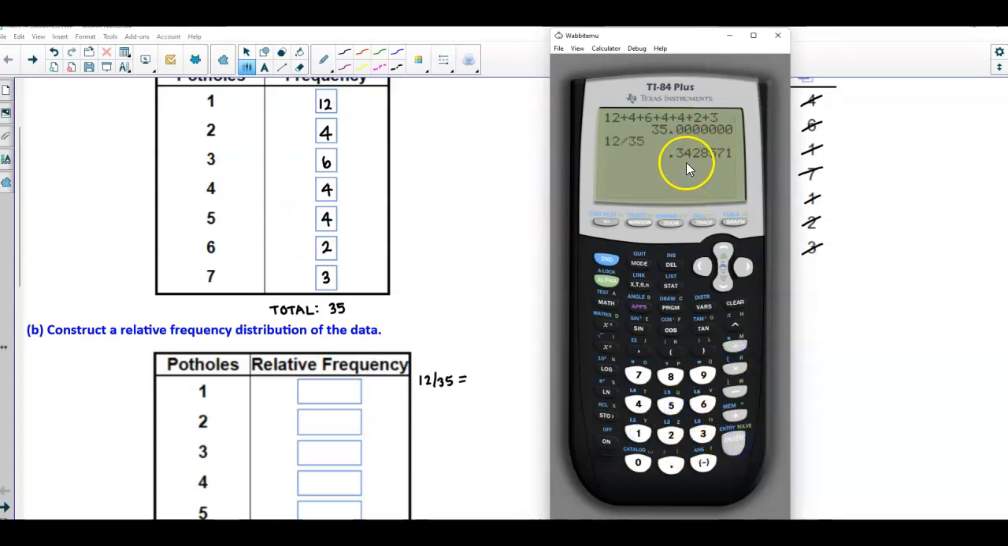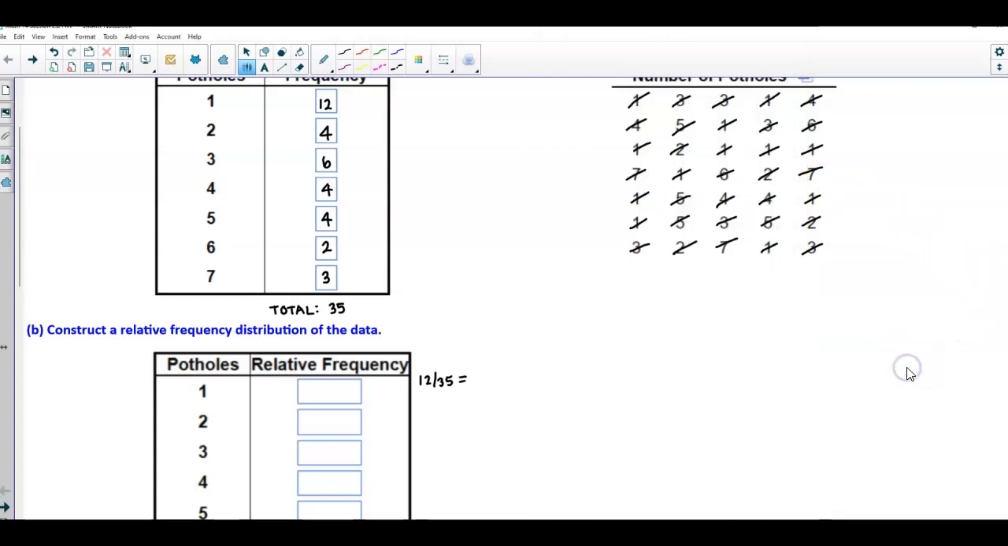To 4 decimal places, 12 divided by 35 is 0.3428. This is our rounding digit. This is our testing digit. So that means we're going to round up to 0.343.